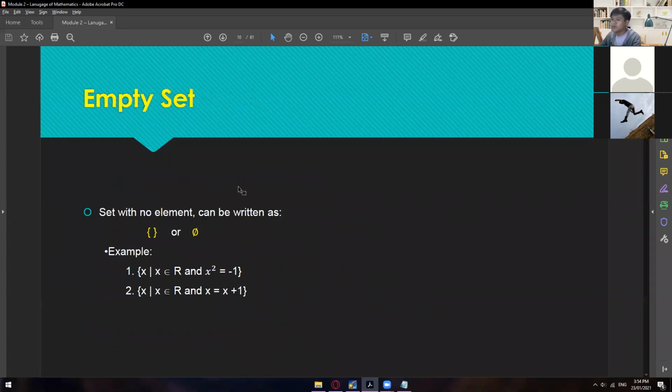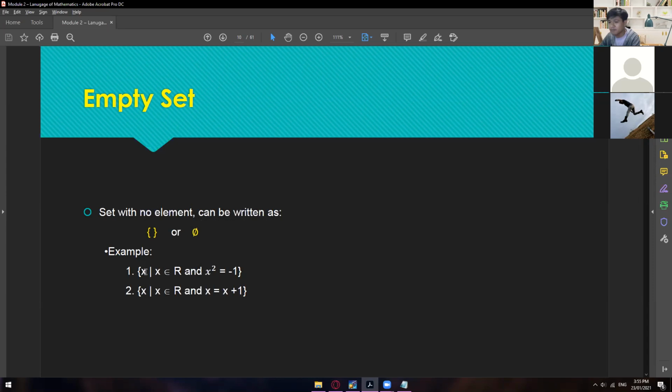All right, so we have here the empty set. From the word itself, empty, it means it doesn't contain any element. It can be represented by this set wherein it contains nothing. That's why it is called the empty set. Or you can represent it using this one, which we call a null set. So it could be empty set or null set. They are just the same.